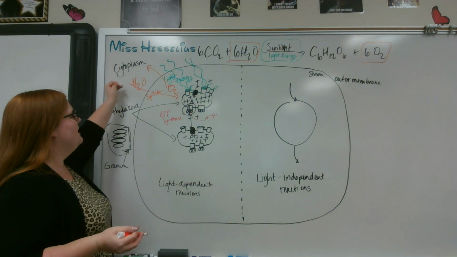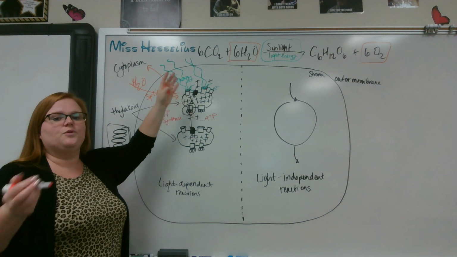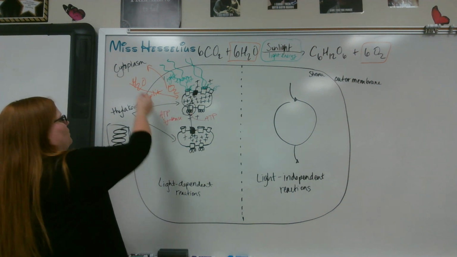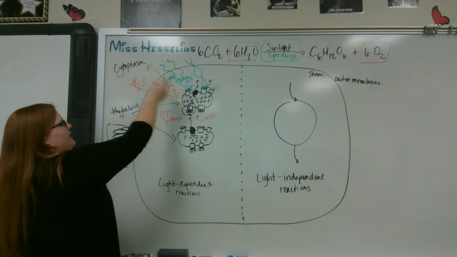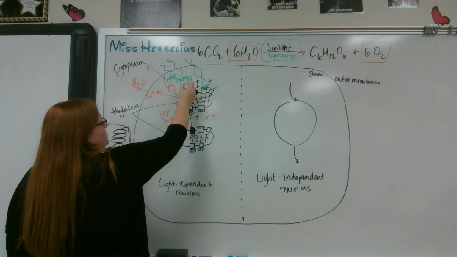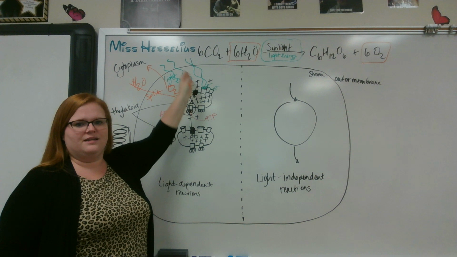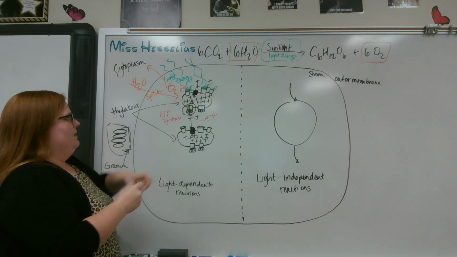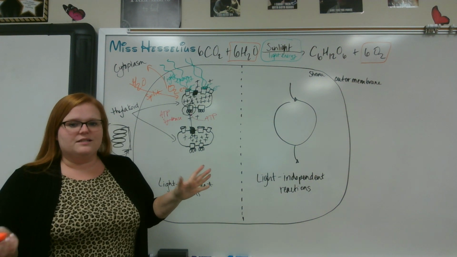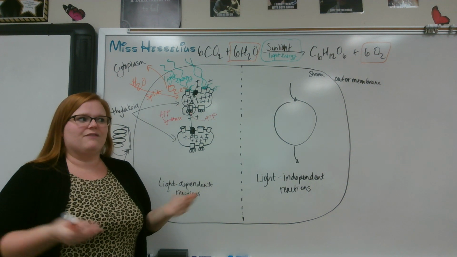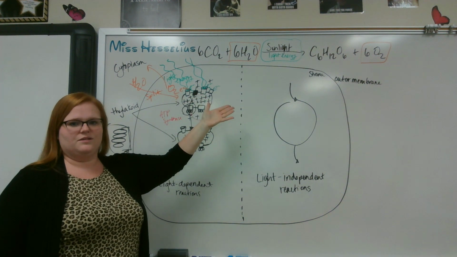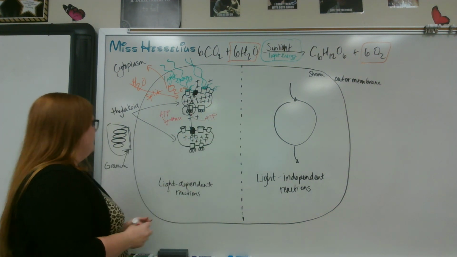Well, now water is being split. Basically, we're undoing what happened in cellular respiration. We're splitting that water into oxygen and electrons, which replace these electrons. So there's always electrons to be energized by the sunlight. So the only reason you water your plants is for electrons, so they have electrons to keep doing this process with. Okay.